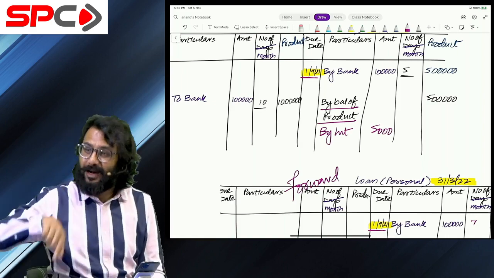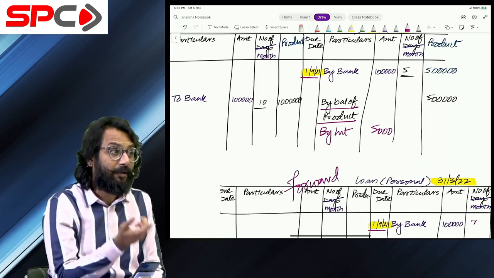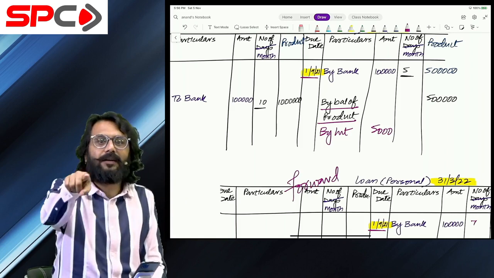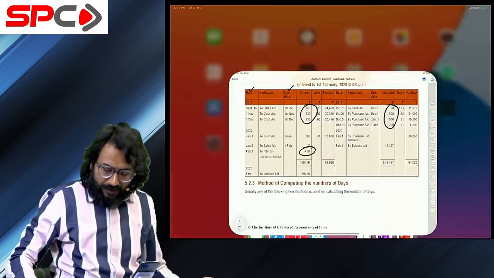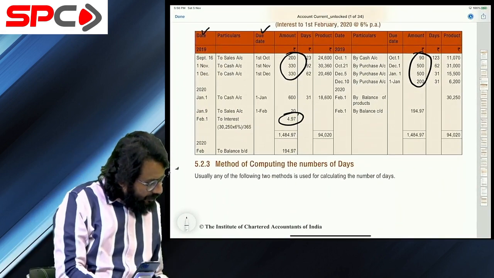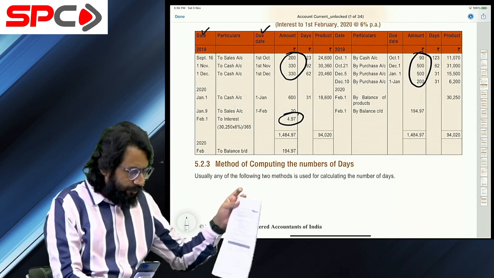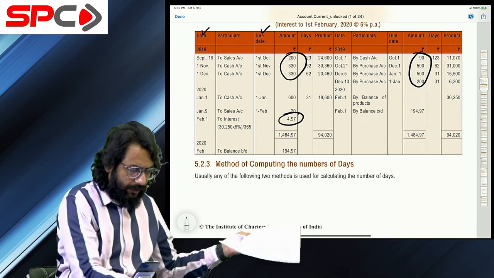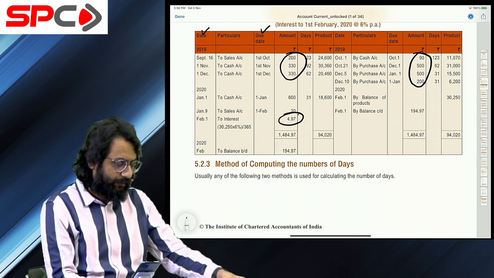Now I explained the backward method. In the backward method also the interest was coming to 5,000. But you have to write it on the same side on which you are writing the balance of product. Is that okay? So can we not come down to this example? Balance owing to Mr. Y. Question number 2, write down: revise before exam.